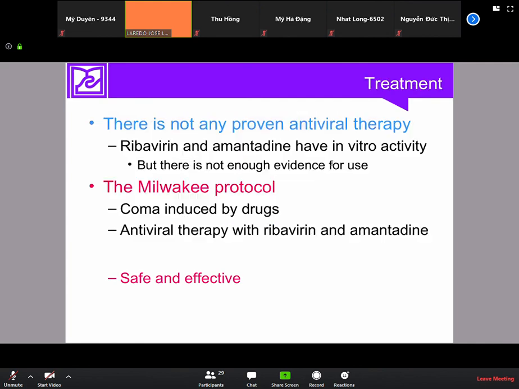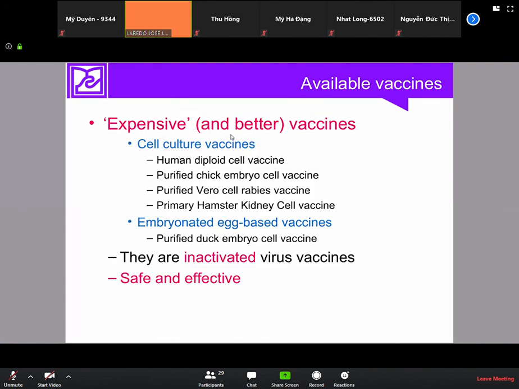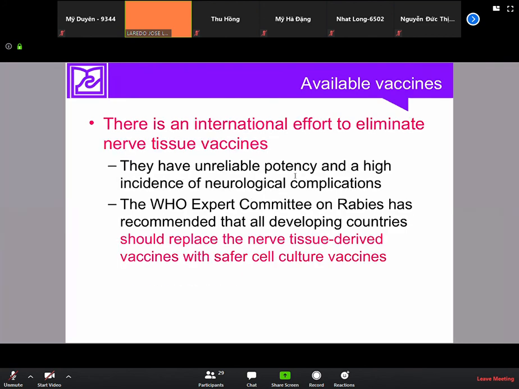10 years ago, when I was in Hanoi, the vaccines that we were using were these vaccines. So some patients had complications. Currently, I don't know, but maybe, well, I think you have to ask your teacher of public health. Currently, I don't know which vaccines are available in Vietnam. I don't know.